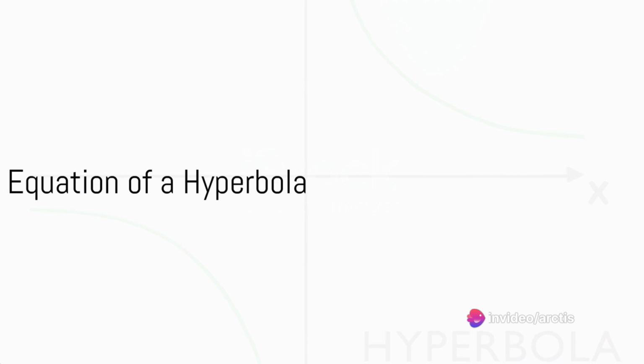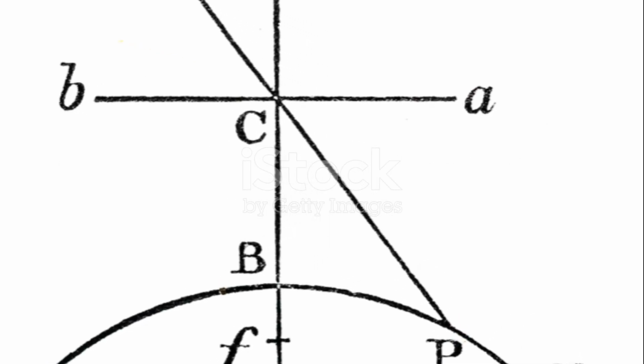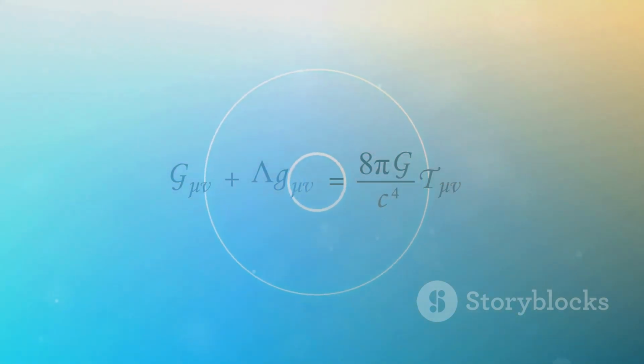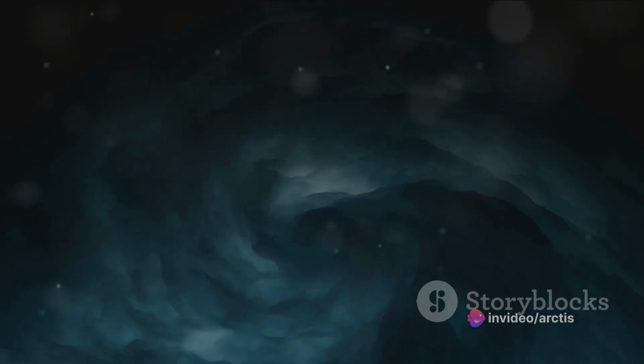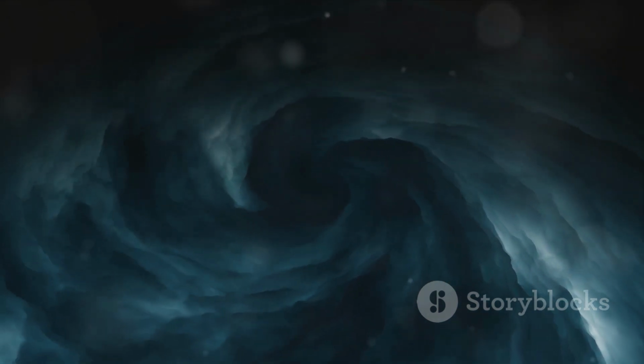Lastly, consider a hyperbola, a curve that's the difference of two terms, one of which is squared. The equation of a hyperbola centered at the origin is x squared divided by a squared minus y squared divided by b squared equals 1. This equation is derived from the definition of a hyperbola as the set of points where the difference of the distances to two fixed points, called foci, is constant.